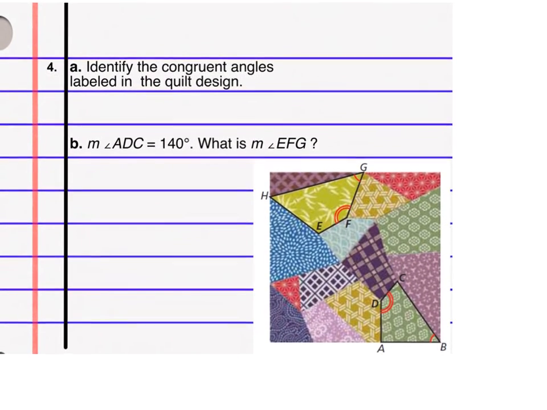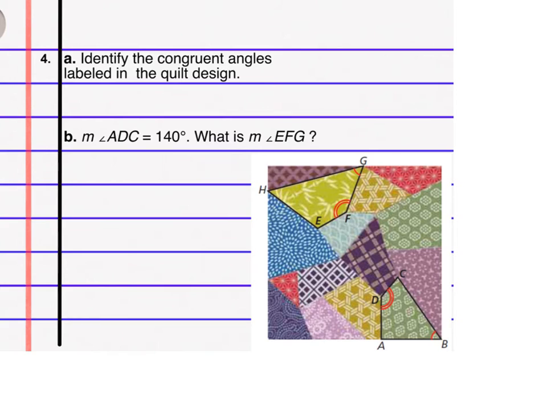All right, example 4. Part A says identify the congruent angles labeled in the quilt design. So congruent, they're going to have the same marking. So right here and right here, these are congruent angles because they both have two little red lines. So we just need to name them. So this angle would be EFG. So angle EFG is congruent. Remember the symbol for congruent is equal with a little sideways S to this angle here, which would be ADC. If you put CDA and GFE, that would also be correct.